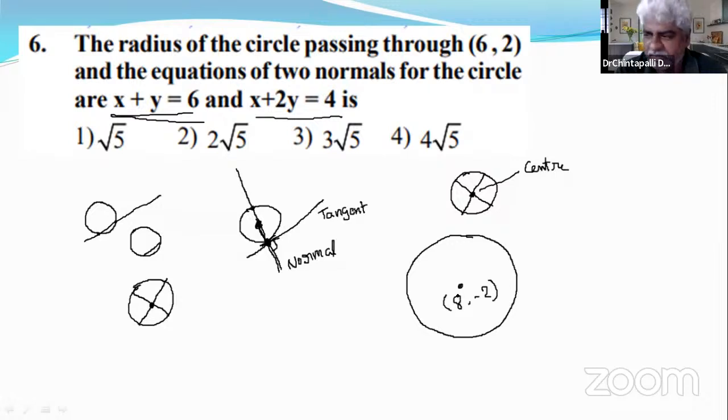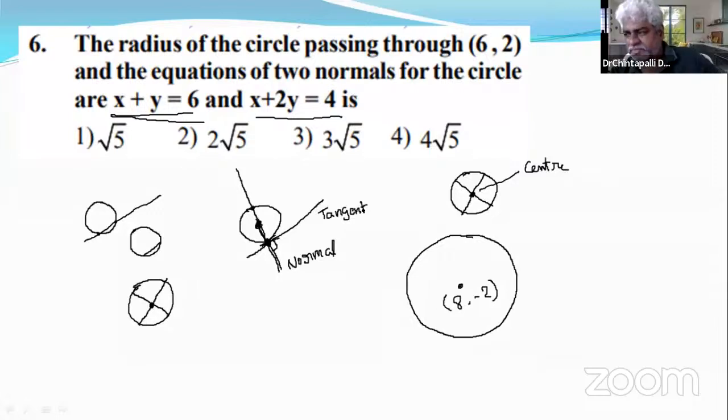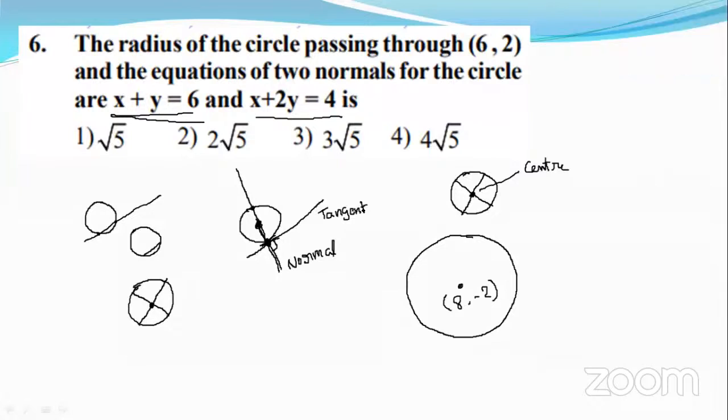We can cross check it, or we can verify whether it is correct or wrong by substituting. Plug in this value in any of the equations. 8 comma minus 2 satisfies both the equations. Yes, sir. It does.